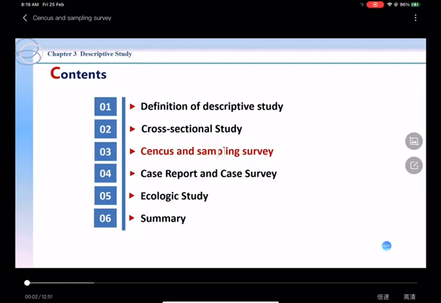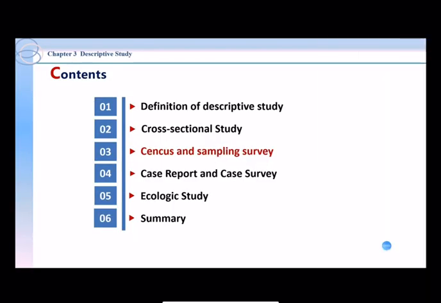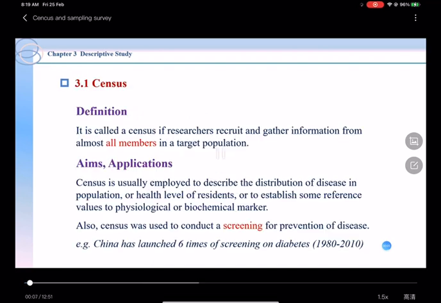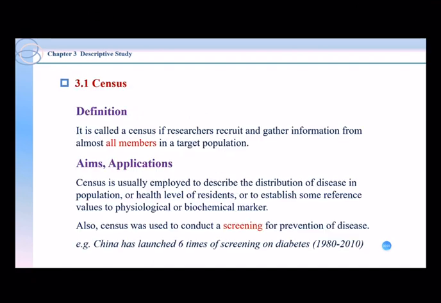So in this section, we are going to learn about censuses and the sampling survey. Many of you might already be familiar with censuses. It's called a census because all members in a target population were collected. It's usually employed to describe the distribution of disease in populations or health status, or to establish some reference value for a physiological or biochemical marker. Also, a census can be used to conduct a screening for prevention of disease.